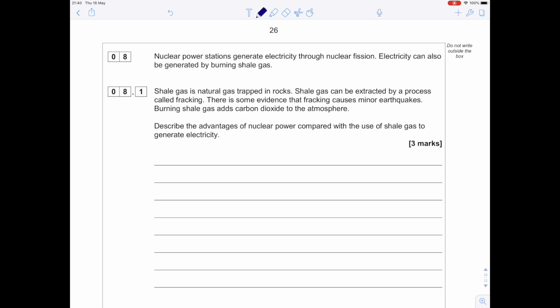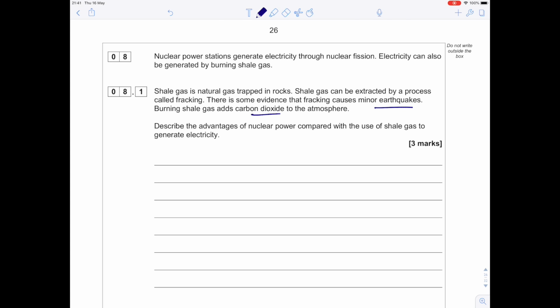Nuclear power stations generate electricity through nuclear fission. Electricity can also be generated by burning shale gas. Shale gas is natural gas trapped in rocks. Shale gas can be extracted by a process called fracking. There is some evidence that fracking causes minor earthquakes, that's bad. Burning shale gas adds CO2 to the atmosphere. Describe the advantages of nuclear power compared with the use of shale gas to generate electricity.